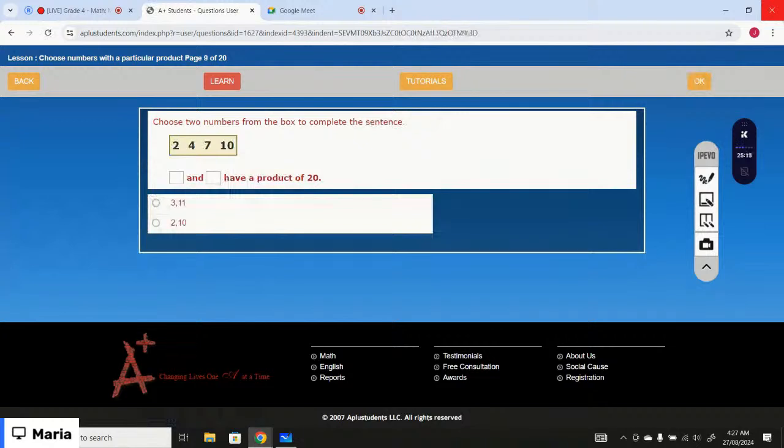Choose two numbers from the box to complete a sentence. Which two numbers have the product 20?